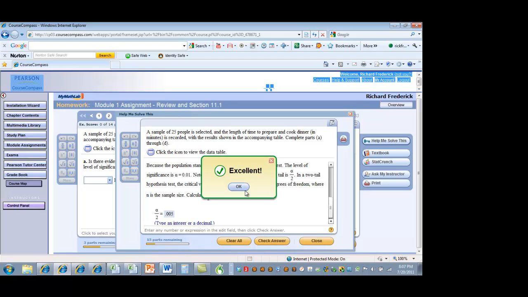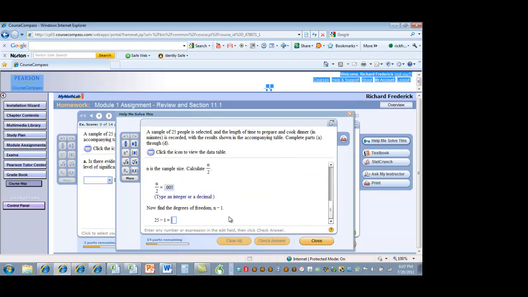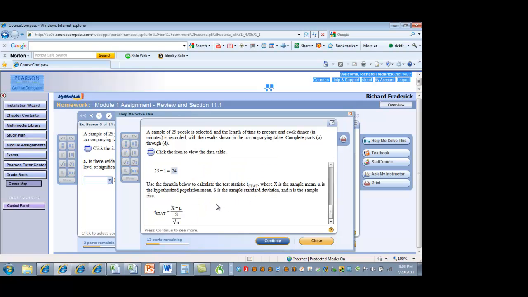Good. Keep going. Now find the degrees of freedom, 24. Check the answer. Good job. And now it says, okay, you should have all your data to figure this out. You find the t observed, or the t statistic, and that's the sample mean minus the population mean. What's the population mean? 45. What's the standard deviation? Well, it's whatever we just found in StatCrunch, and our n is 25.